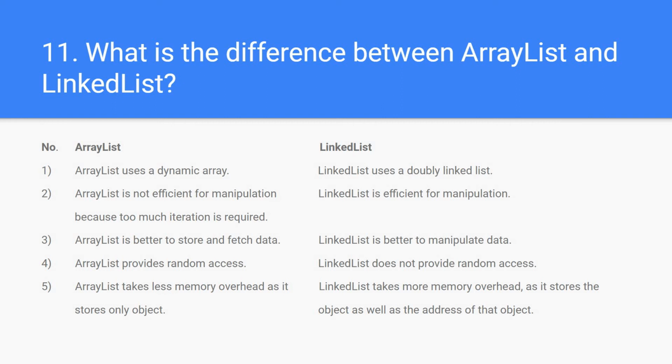ArrayList provides random access. LinkedList does not provide random access. ArrayList has less memory overhead as it stores only the object. LinkedList has more memory overhead as it stores the object as well as the address of that object.